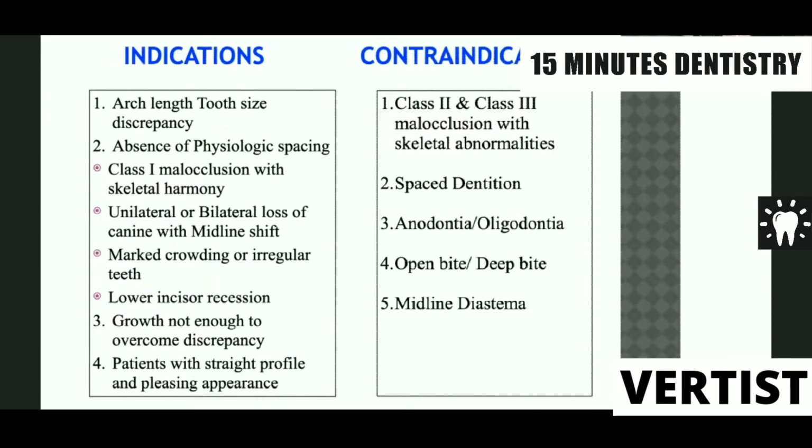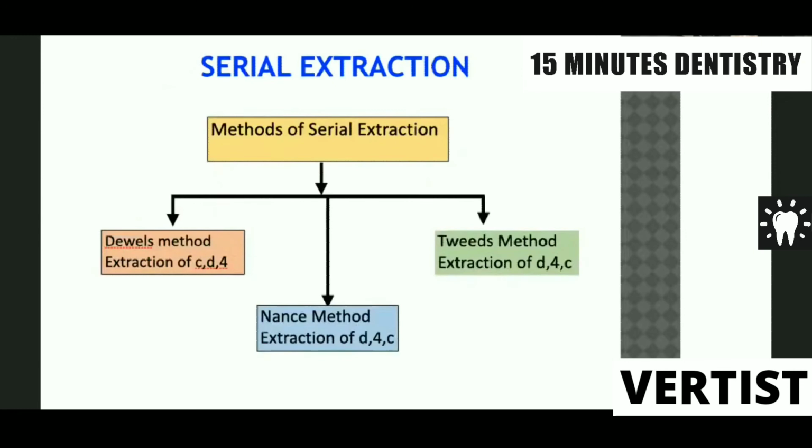Now, what are the indications? Arch length, tooth size discrepancy, absence of physiological spacing, class 1 malocclusion with skeletal harmony, marked crowding or irregular teeth, growth is just not enough to overcome the discrepancy, patients with straight profile and a pleasing appearance, yes, indicated for serial extraction. Contraindications are class 2 and class 3 malocclusion with skeletal abnormalities, spaced dentition, when you have missing teeth, when you have a severe deep bite or open bite, and in midline diastema cases, it is not indicated.